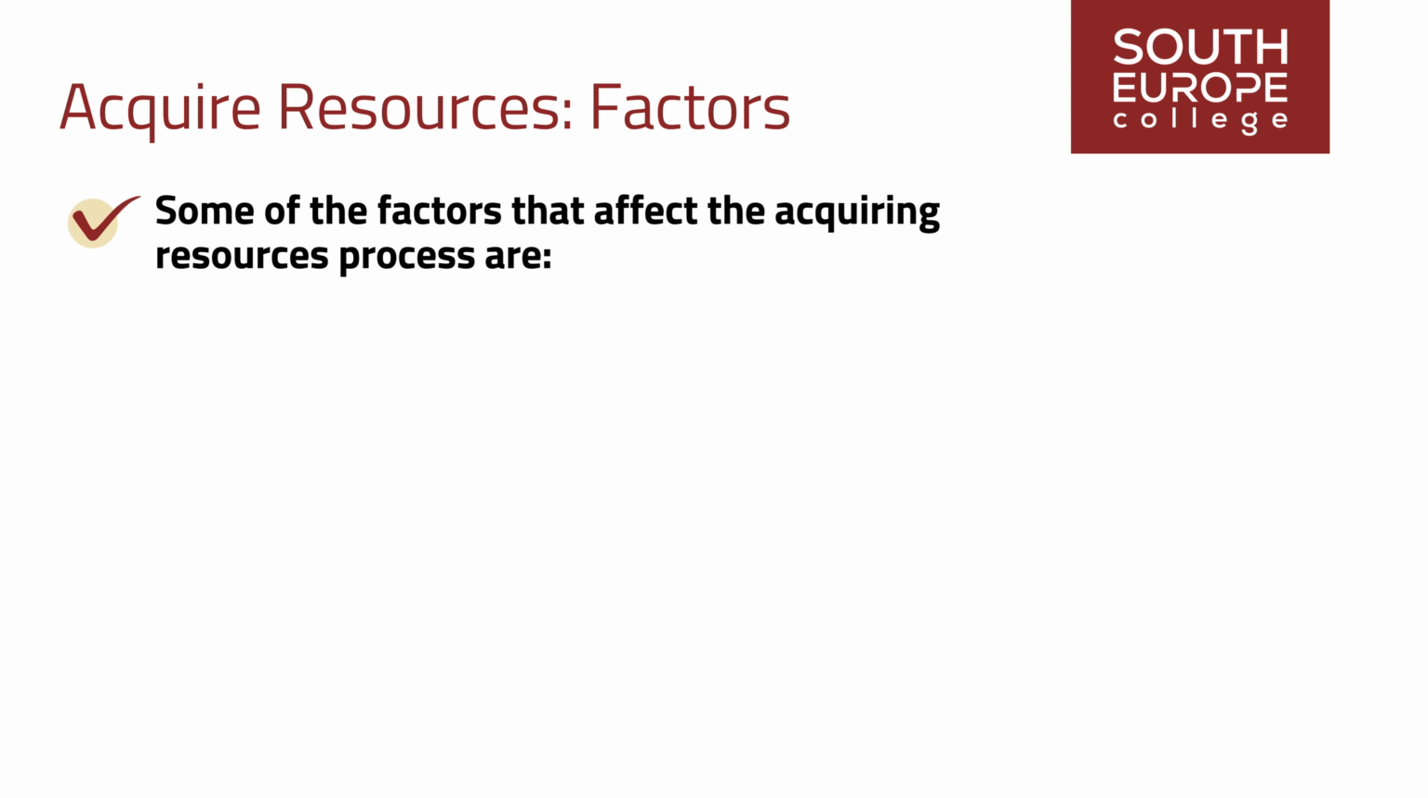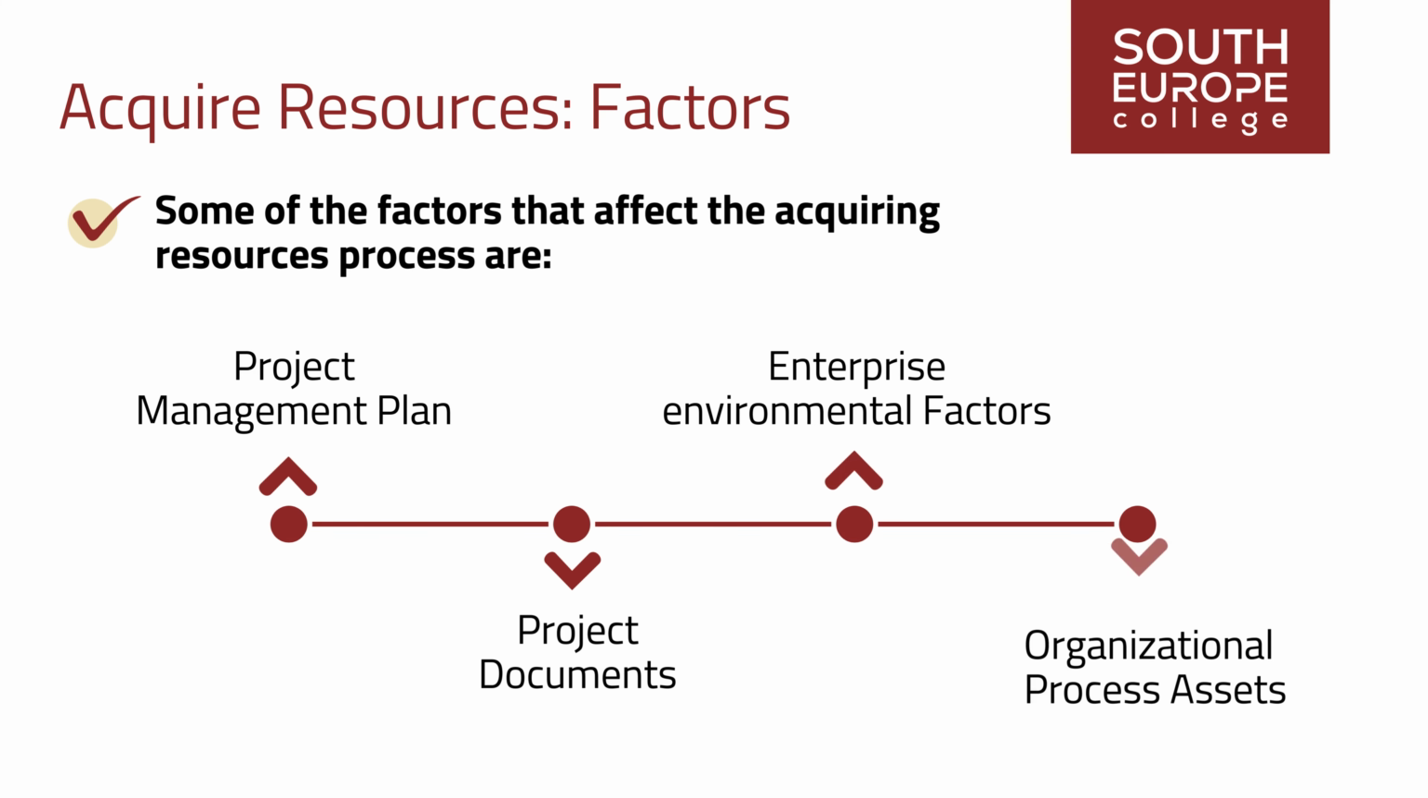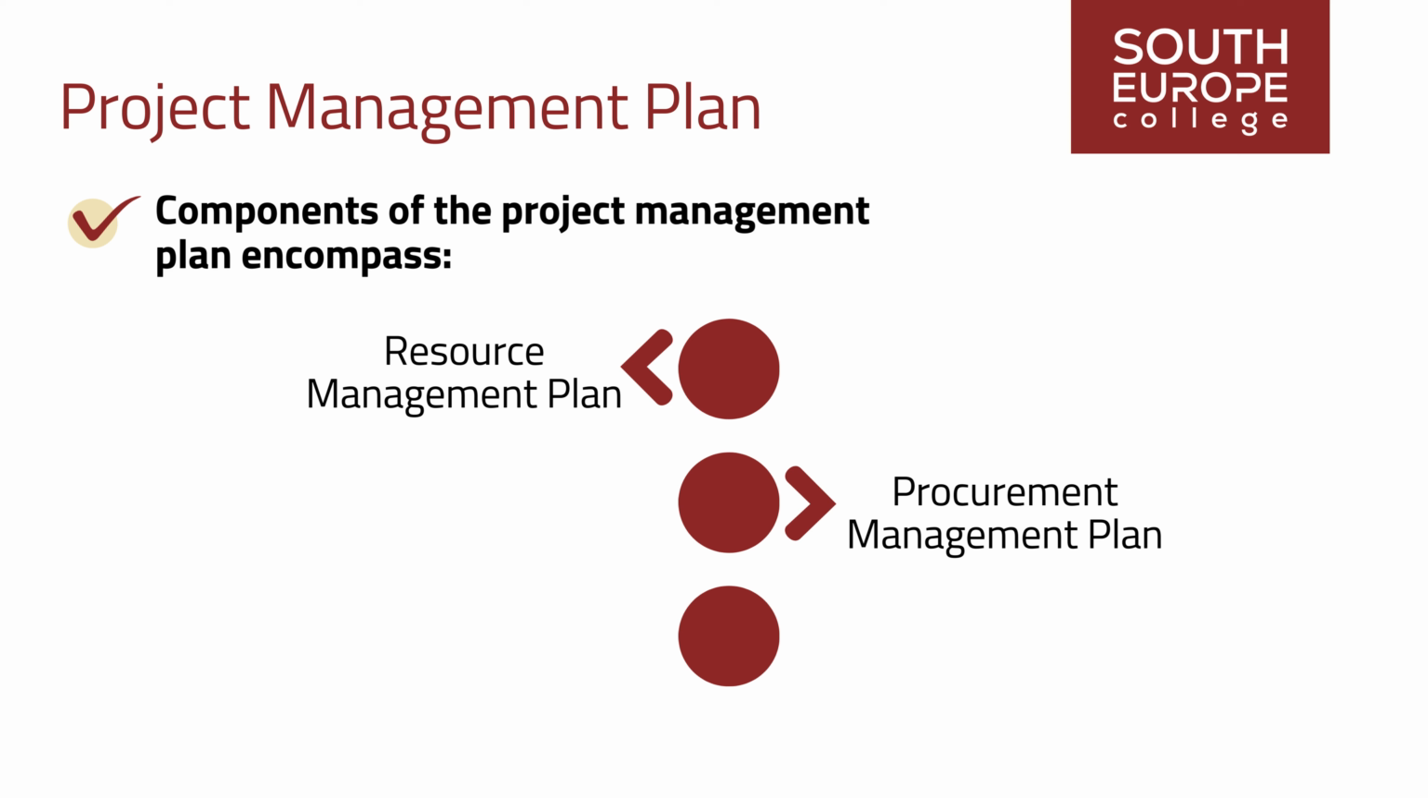Some of the factors that affect the acquiring resources process are project management plan, project documents, enterprise environmental factors, organizational process assets. Components of the project management plan encompass resource management plan, which guides the acquisition of project resources. Procurement management plan contains information about external resource acquisition, integrating procurements with project work, and involving stakeholders in the process. Cost baseline presents the overall budget for project activities.